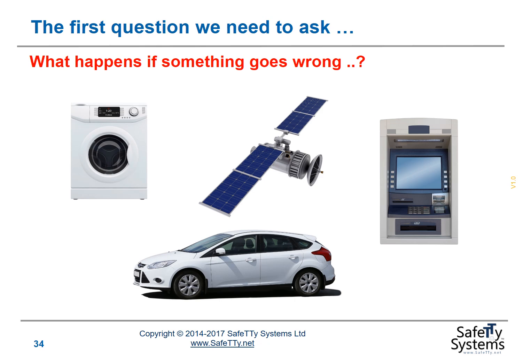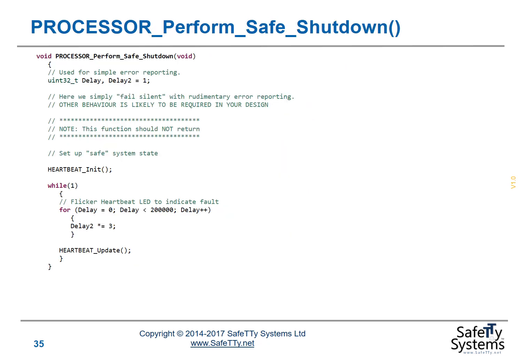If our auto teller machine goes wrong, we may start giving away cash. If our automotive system goes wrong, the passengers or other road users may be injured or killed. So we need to work out, first of all, what we're going to do in the system if we detect a problem. What we're assuming here in this first example is that we can perform a very simple safe shutdown. In other words, we're assuming that we simply fail silently, fail safely, if we detect a problem with the system.